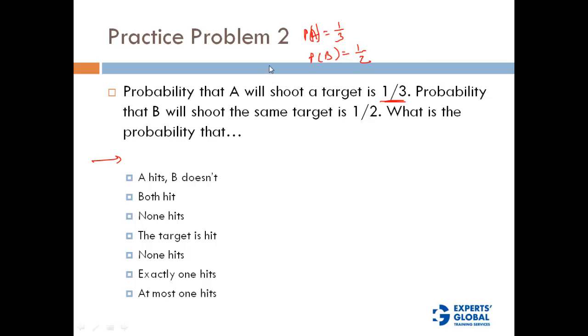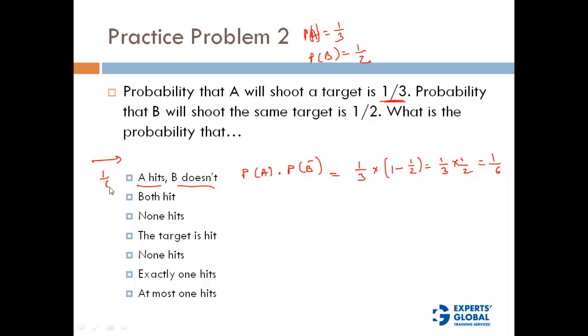Right? What is the probability that A hits, B doesn't? Now we are talking about this event: A hits and B doesn't hit. So I am talking about probability of A hits and B doesn't hit. Correct? So what is the probability of A? Probability of A is 1/3. B doesn't hit is going to be 1 minus B hits, which is again half. So 1/3 into 1/2 is 1/6.